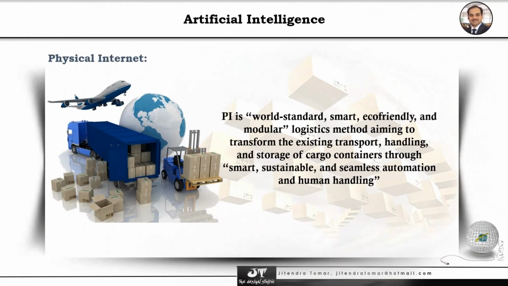For example, if you see, the modular containers are world-standard, smart, eco-friendly, and modular, aiming to transform the existing transportation, handling, and storage of cargo containers through smart, sustainable, and seamless automation and human handling. The PI hubs enable efficient unimodal and multimodal dispatching and routing of modular containers in an open logistics network via consolidation of loads, which in turn lowers inventory and logistics systems costs.